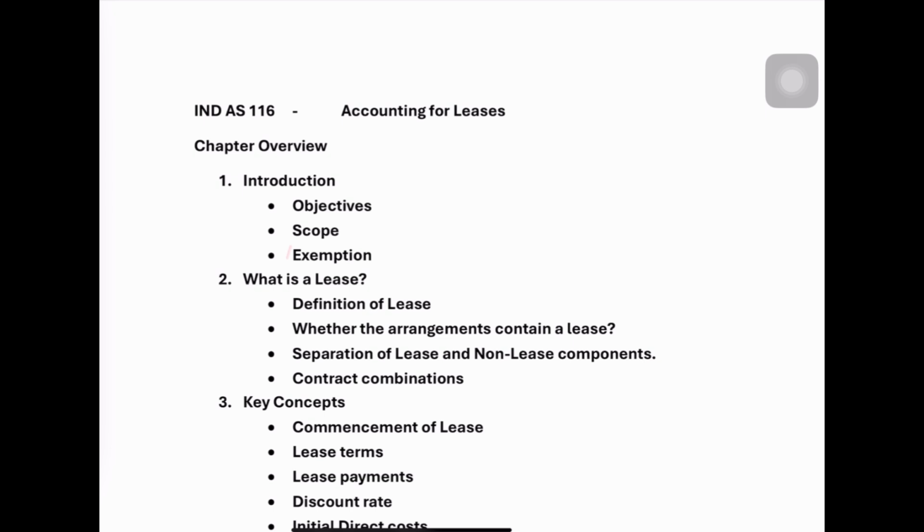This is also one of the important Ind AS, and you can expect at least one or two sums in the final exam. So in this video, I'll try to cover a few important concepts of accounting for leases and hope that will be helpful for you.